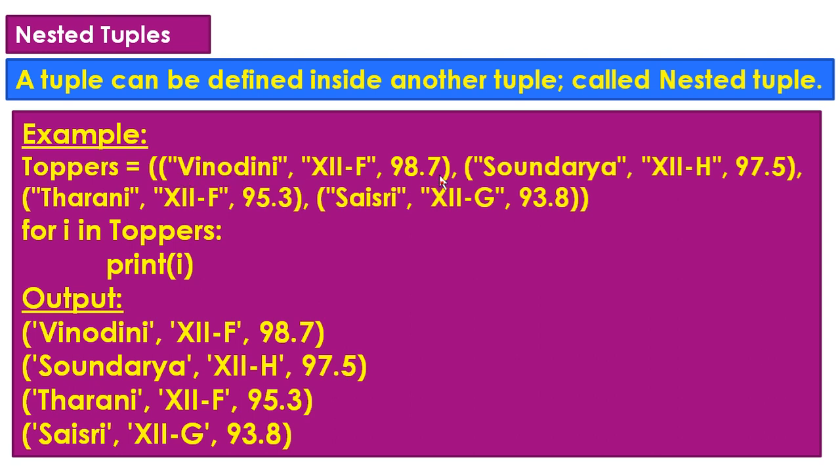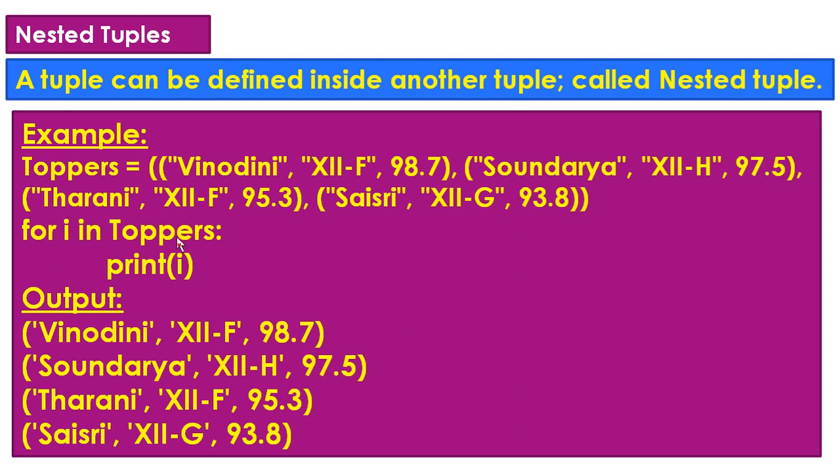Here the first tuple is Vinodini, 12F, 98.7. Second tuple is Soundarya, 12H, 97.5. Third tuple is Dharani, 12F, 95.3. And fourth tuple is Saisri, 12G, 93.8. So here 4 tuples are nested within the tuple topper. These tuples are displayed by using the for loop. The nested tuples are accessed by using the for loop.